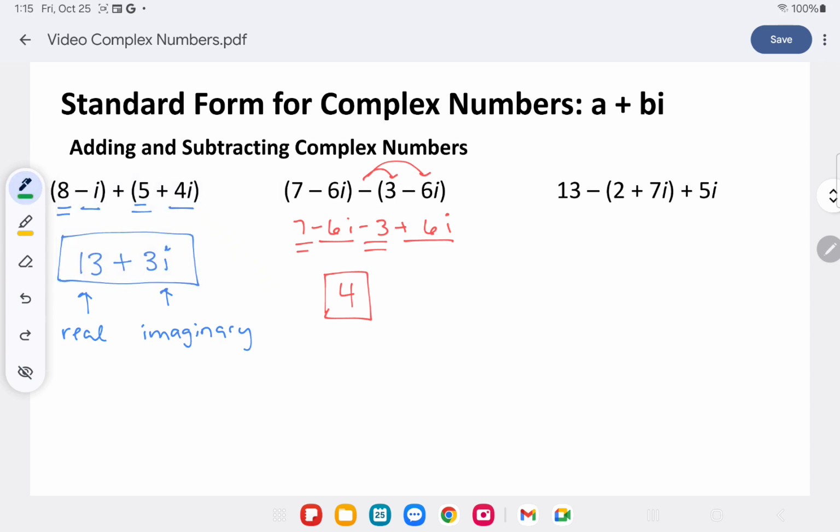And then for the last example, we've got a few things going on. First, I'm going to get rid of the parentheses by distributing this negative sign. So 13 minus 2 minus 7i plus 5i. And then again, I'm going to combine my real, combine my imaginary, and then we're done.